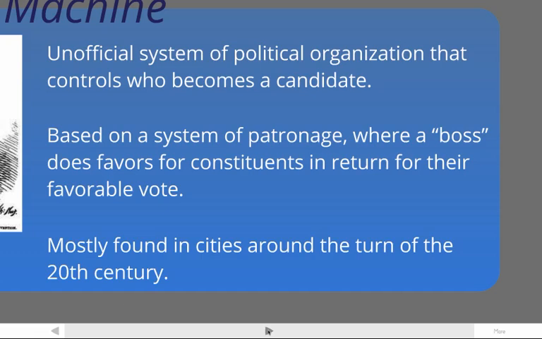Now, usually when we talk about political machines, we're talking about machines that were found in cities right around the turn of the 20th century, so the late 1800s, early 1900s. The most famous one is Tammany Hall, which was in New York, and a man by the name of Boss Tweed controlled that political machine. That political machine was very, very powerful, held control there for about 20 to 30 years, and really controlled a lot of the politics that were going on in New York at the time. But fortunately for us, political machines are pretty much gone by the wayside, and so it's simply the qualifications that you need in order to become a candidate.